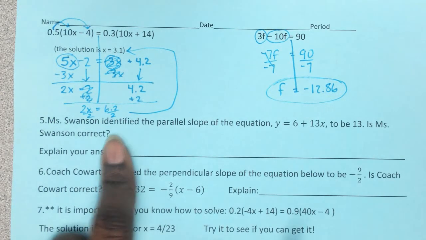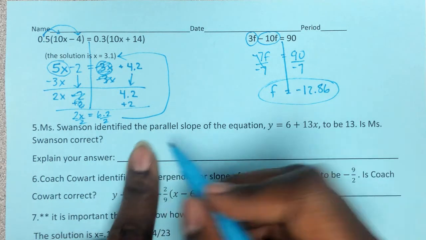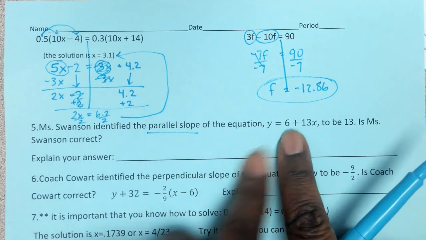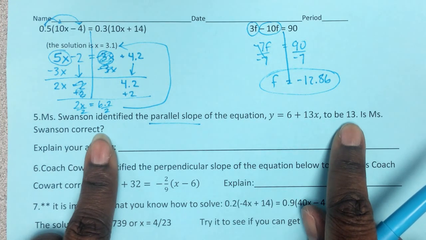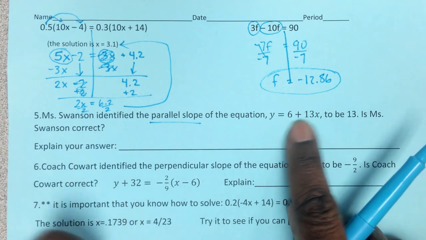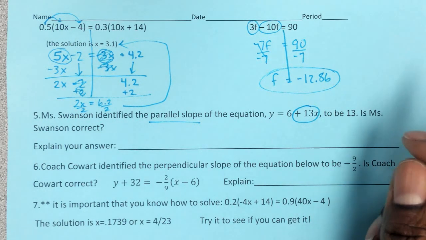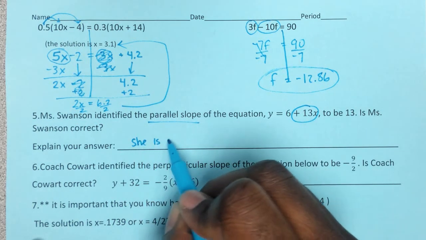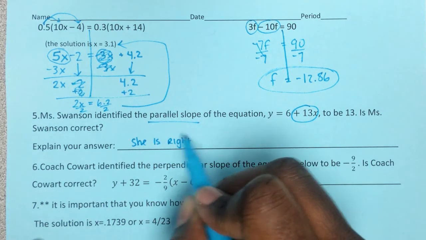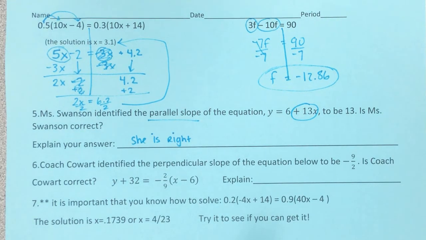Now, once we're going back to parallel and perpendicular, Ms. Swanson identified the parallel slope of the equation to be 13. Is she correct? So what's the slope of this one? 13. So parallel lines have the same exact slope. So she's right. We don't need to explain because she is right. The slopes have to be exactly the same if they're parallel.